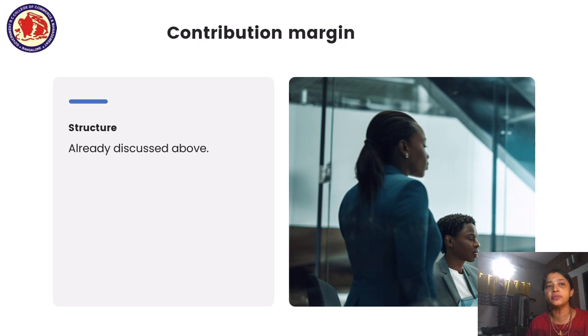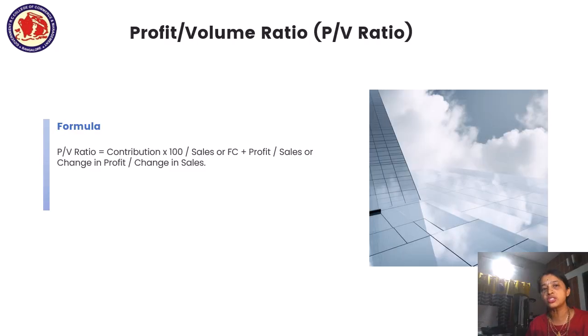So the elements of CVP analysis are normally cost, sales and profit. The popular term used in CVP analysis is the PV ratio. First, we analyze the relationship between profit and volume. So profit and volume, also called PV. The ratio between the profit and volume is called the PV ratio.